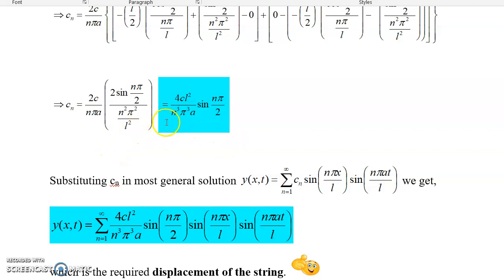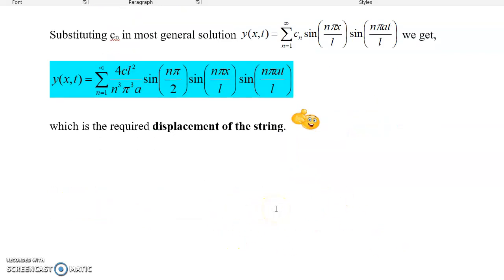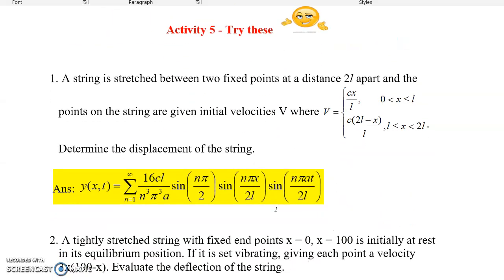And this answer of Cn you have to substitute in the most general solution. So this is the most general solution we got. In the most general solution, substitute the answer of Cn. So you get like this. This is the ultimate answer of the displacement of the string. So using the concept whatever you have learnt, just try these two problems.